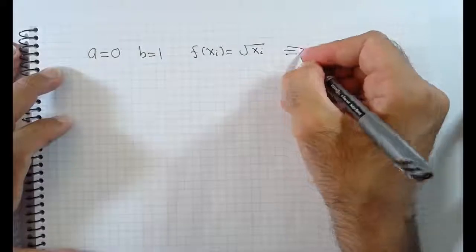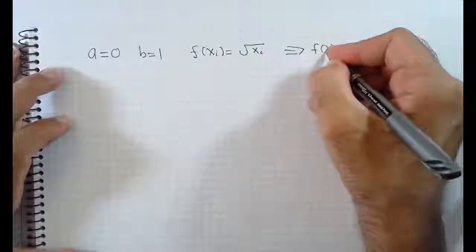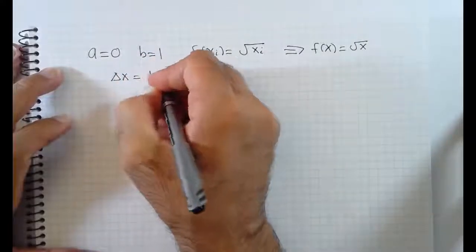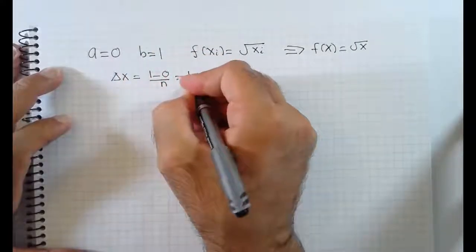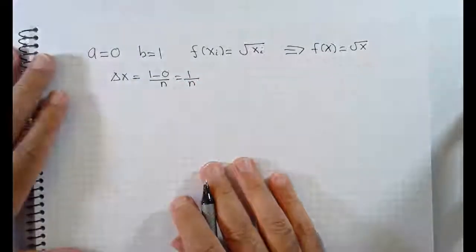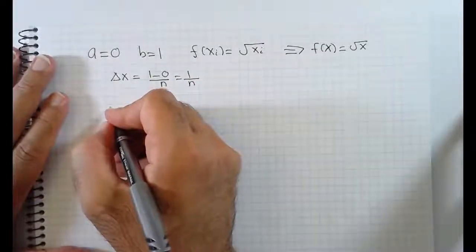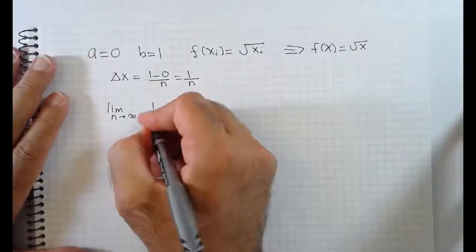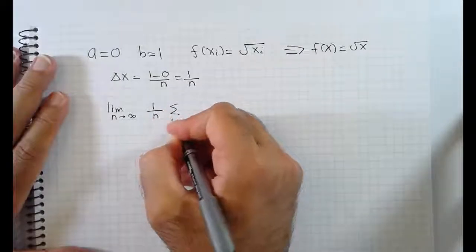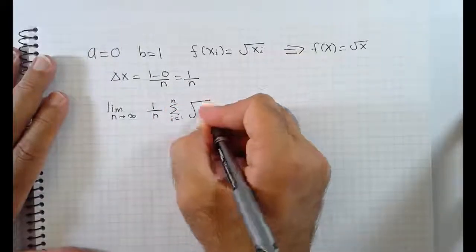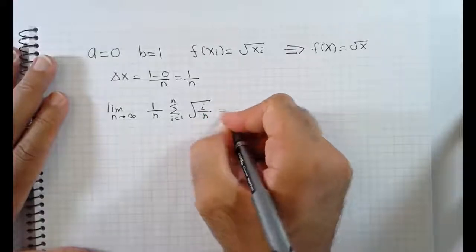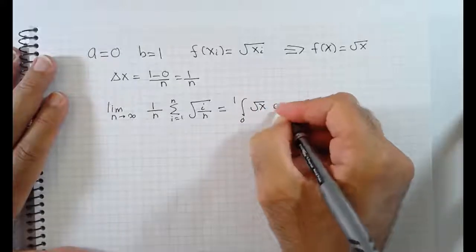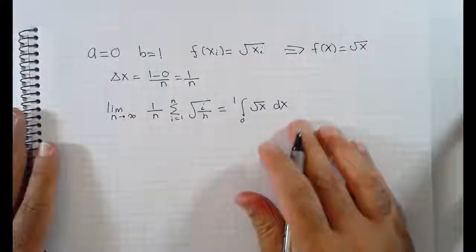That means, of course, f of x is root x. Delta x is 1 minus 0 over n. That's just 1 over n. So we can put this now into the form that we like. The limit n approaches infinity, 1 over n, summation i goes from 1 to n, root of i over n. This is written in the form integral from 0 to 1, root x dx, which is a definite integral.